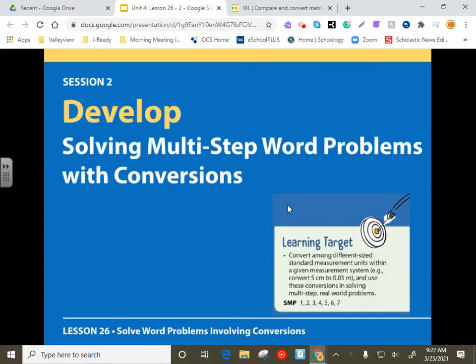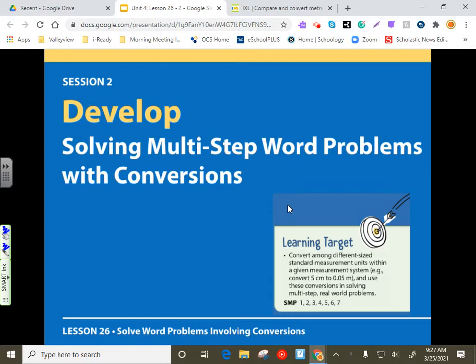All right, so we are moving on to session two for lesson 26. And for this one, we're just going to be demonstrating that sometimes with conversions, it's usually only part of a problem, and you have to either multiply, divide, add, or subtract to find your final answer. So we're focusing on multi-steps and showing how we can break down the work into different parts.